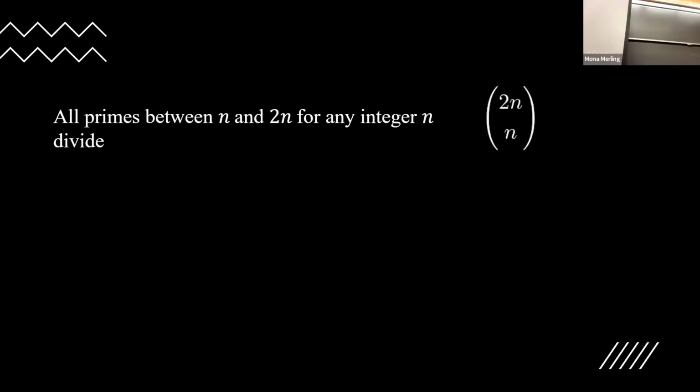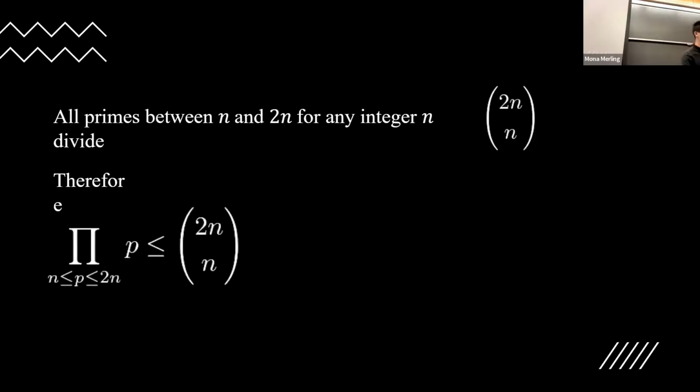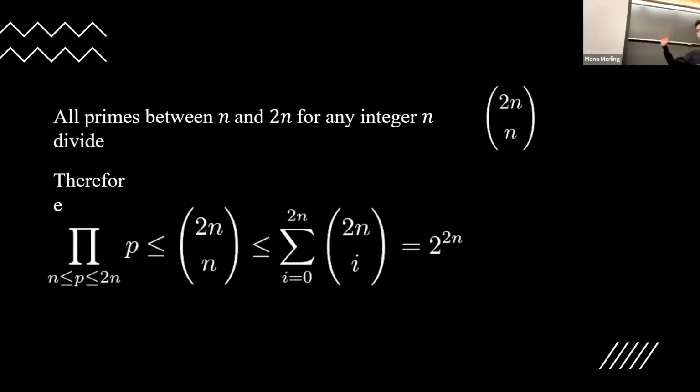Therefore, all the primes in between n and 2n divide 2n choose n, which is less than or equal to the sum of all 2n choose i, which is equal to 2 to the 2n from the binomial theorem. The product of all the primes in between n and 2n is equal to e to the theta of 2n divided by e to the theta of n. So that has to be less than or equal to 2 to the 2n.